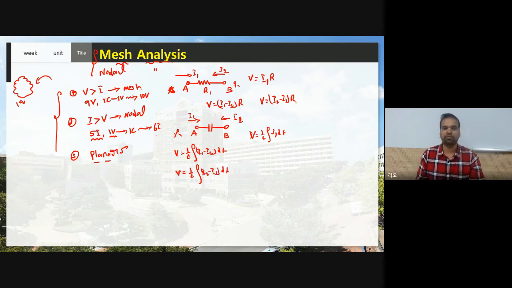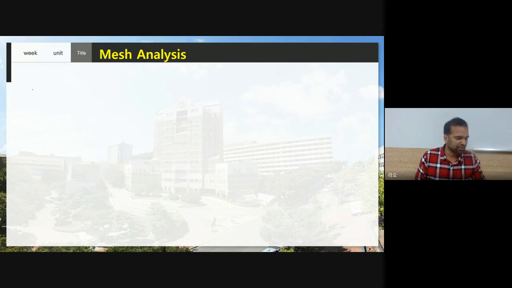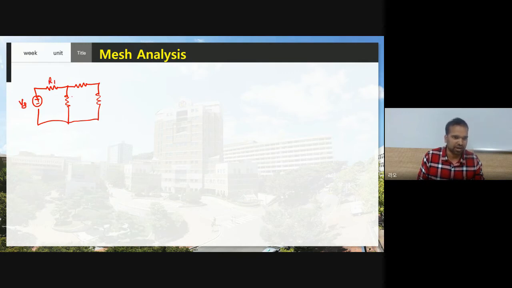So these 4 points are very important. If you understand this one, you can find the unknown parameter by using mesh analysis. Okay, clear? Now for example, here I am giving one circuit to you. Suppose here we have a voltage source and some resistors. Let us consider this voltage source is Vs, and these are R1, R2, R3 and R4. Now see, we need to find some unknown parameter. Suppose you need to find the mesh current by using mesh analysis.